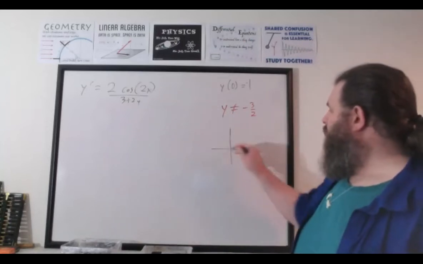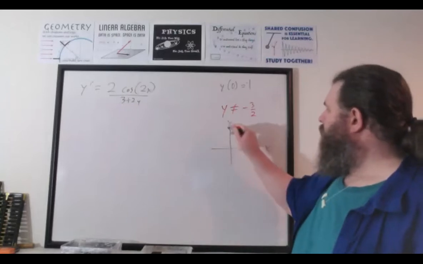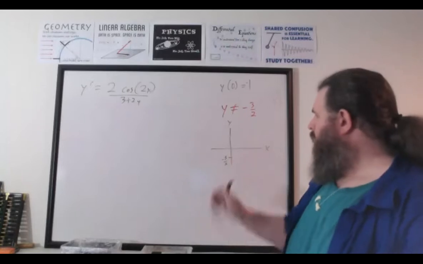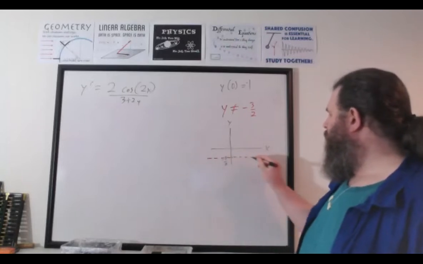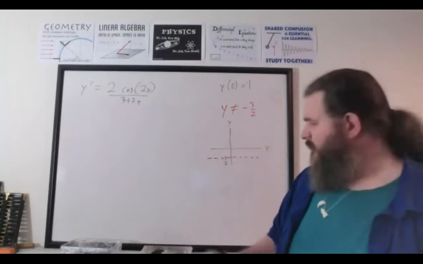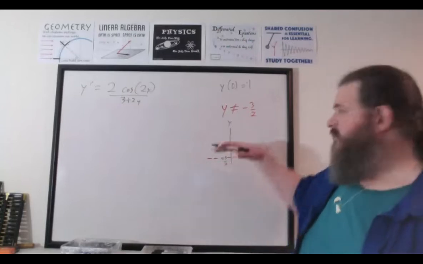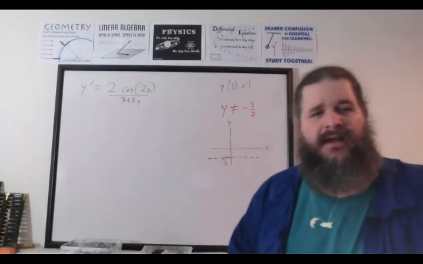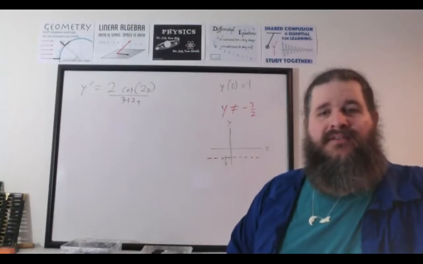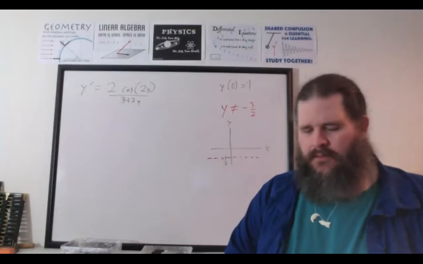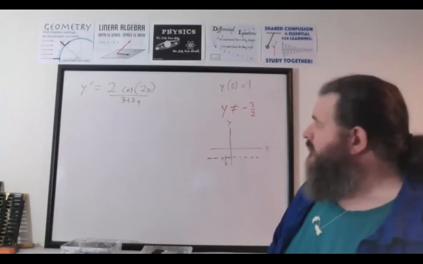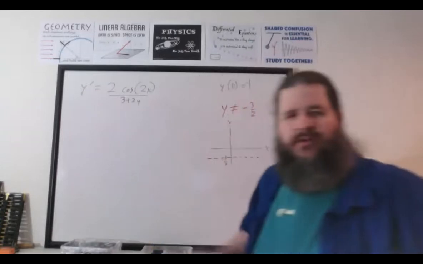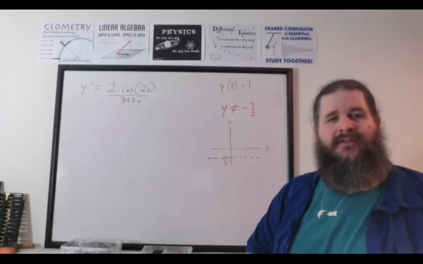So if we made a graph of this, the only problem is that y equals negative 3 halves. We've got a discontinuity there. So we can expect that the solution will exist above that discontinuity or below that discontinuity. But we can't say anything about crossing that discontinuity. With that in mind, let's try solving this differential equation. Based on the structure of the differential equation, what technique do you think would work well for solving this one?